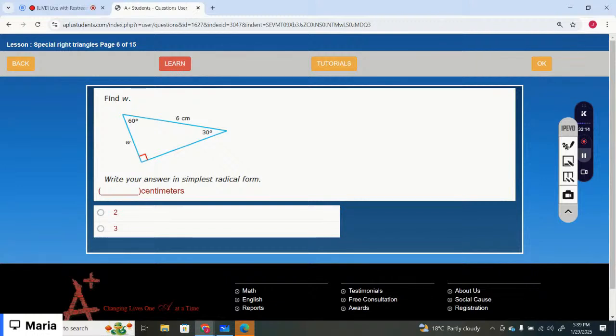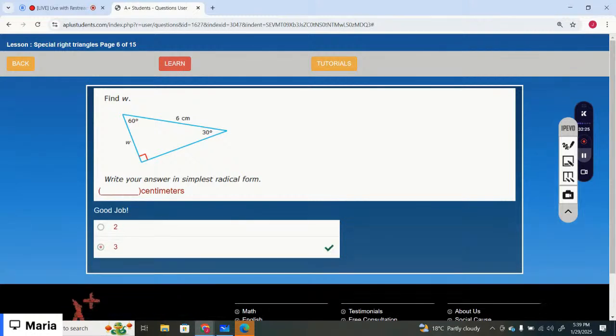Find W, which is the correct option. You need to calculate the shorter leg. So you have to divide it by 2. 3 it is. The correct option is 3.